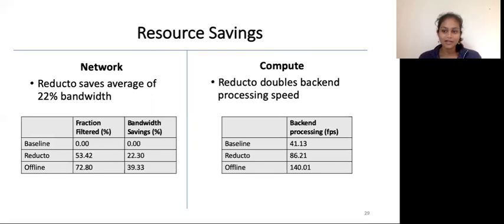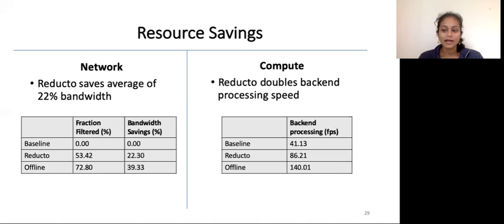When we look at the effect on compute, we expect the frames per second value to increase with Reducto because for every frame we don't send, we reuse results that are already computed, so we don't have to run the DNN on those. And we can see that Reducto more than doubles the backend processing speed from 41 to 86 frames per second compared to the optimal of 140.